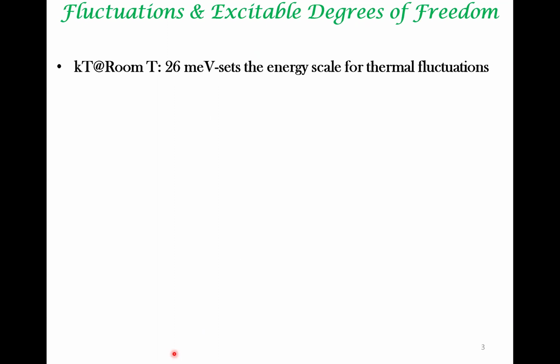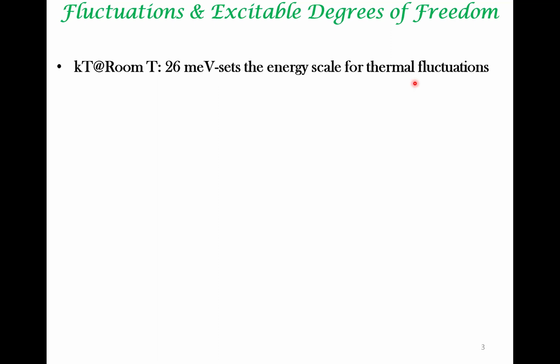Let's move on. Whenever we talk about fluctuations and temperature, a good number to keep in mind is the value of kT at room temperature. k is the Boltzmann constant, T is the room temperature. The value of kT is only 26 milli electron volts. This is a good number to have in your mind. This sets a scale for all thermal fluctuations.